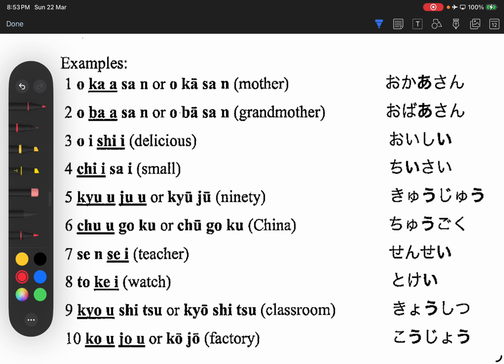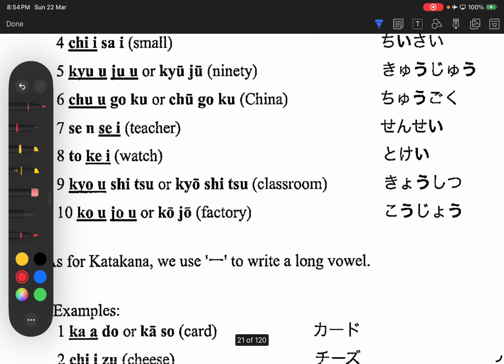So I just repeat, kojo and kojo. You can listen to the difference. Kojo, kojo. You can hear the long U sound. Okay? So kojo means factory.